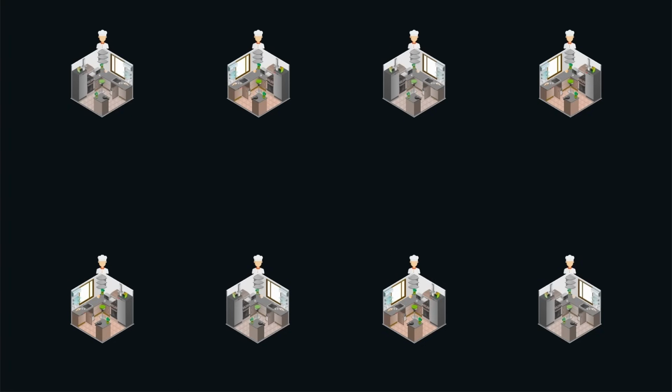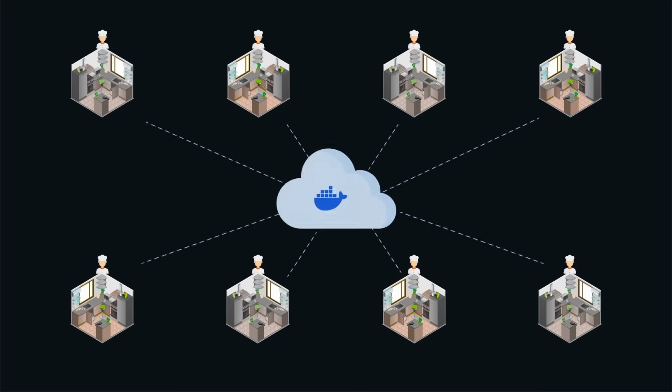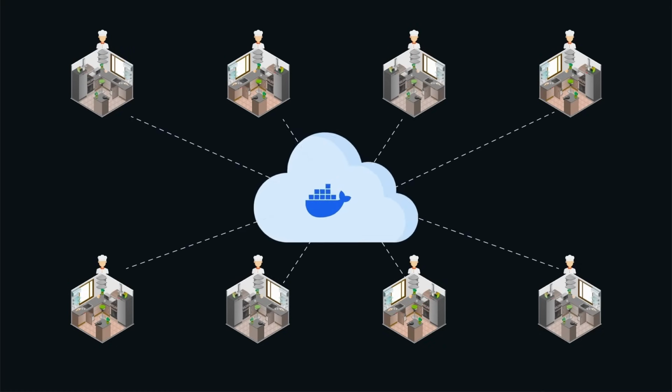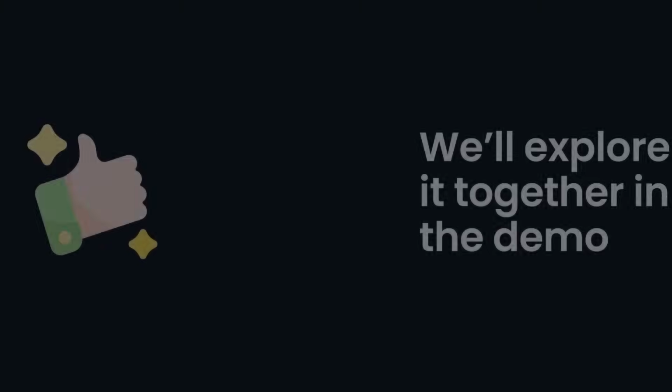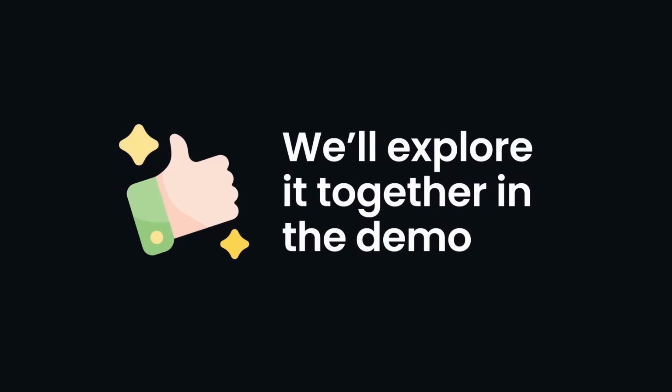Even though each station, or a container, has its own space and focus, the communication system, or the Docker network, enables them to collaborate efficiently. They share information without interfering with each other's cooking process. I hope it makes sense, but don't worry if it doesn't. We'll explore it together in the demo.